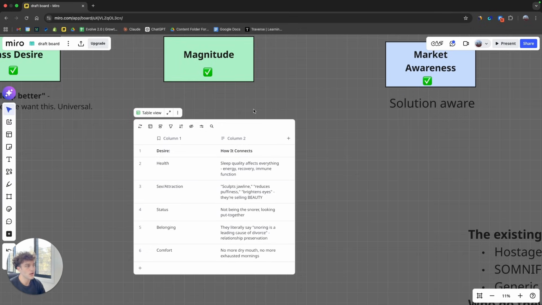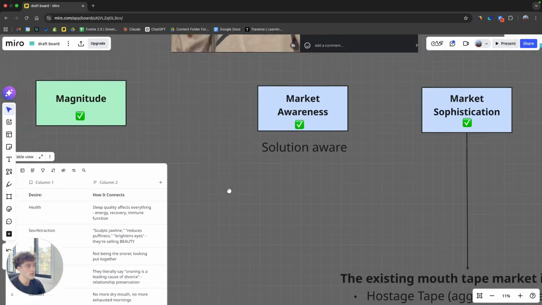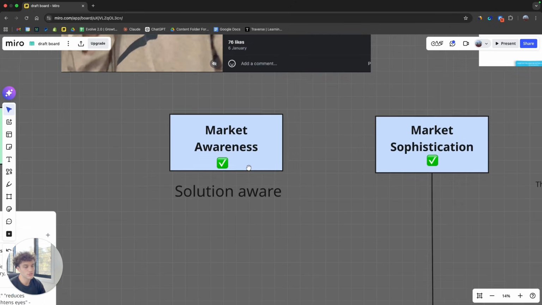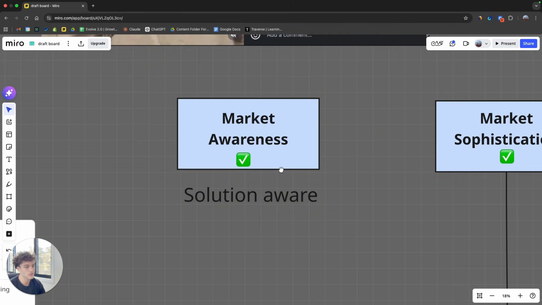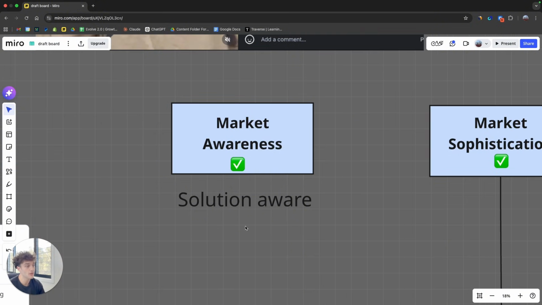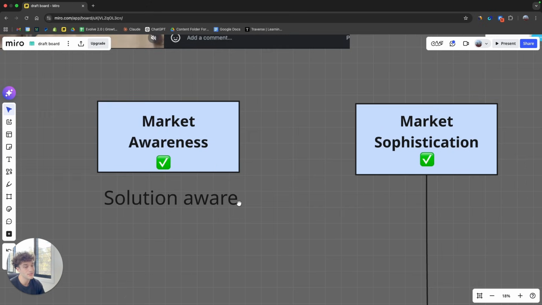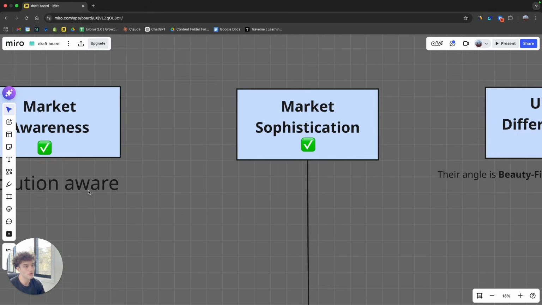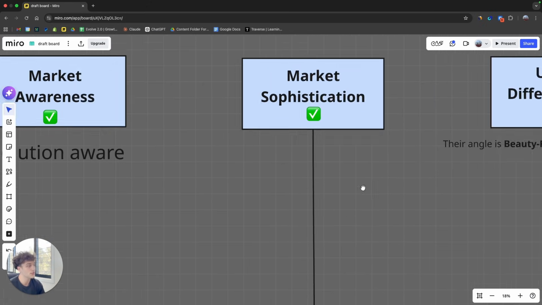So the magnitude now, I just got Claude to whip this up. It's just a basic table. You can see here all the main desires and how this product attaches to each one of them. Moving on now to market awareness, solution aware. If someone's waking up and they're constantly sleep deprived, chances are they're going to do a lot of research into what is going on. If you're constantly waking up, maybe you think it's low iron, whatever, that just means it's a big enough issue that people are aware of it, which is a good thing, which makes it a lot easier to market to. And the extent of the issue is strong, like I said before.